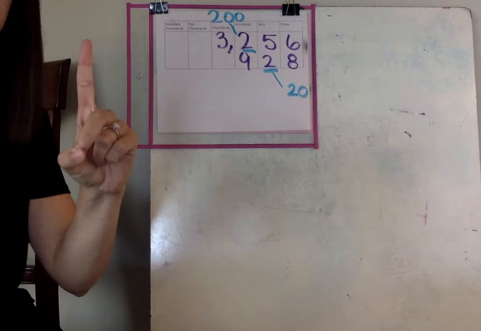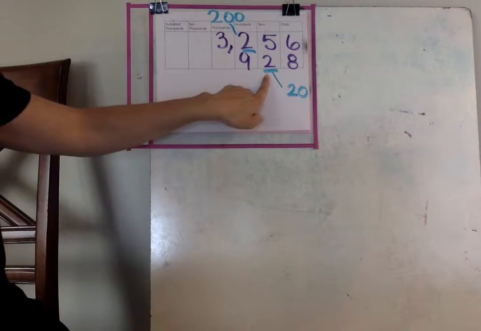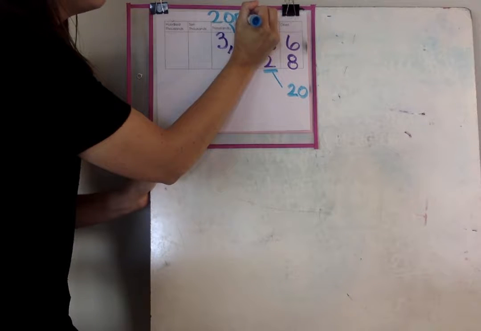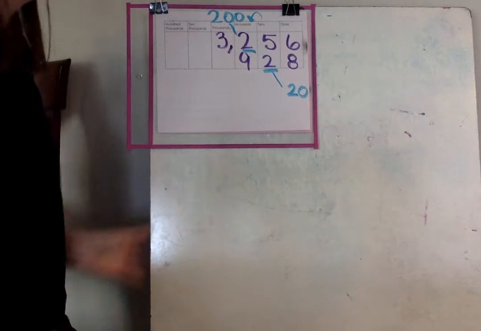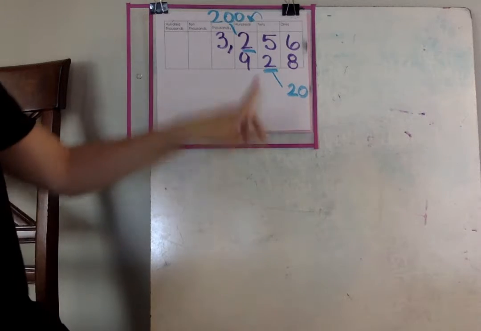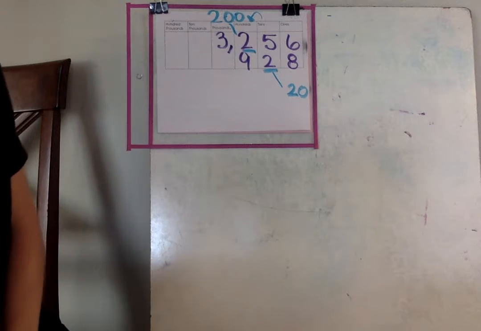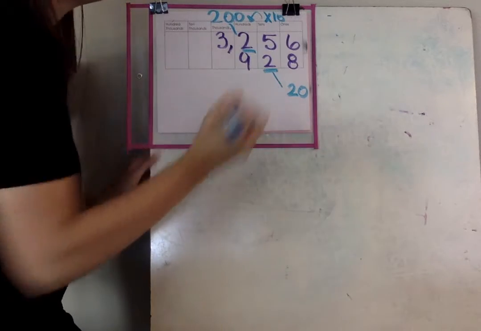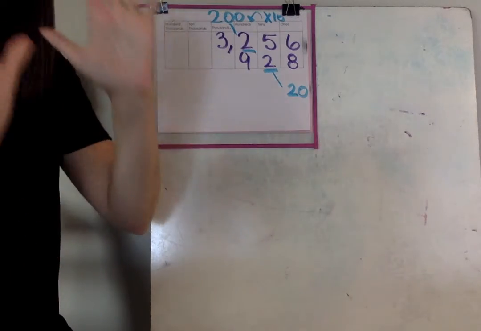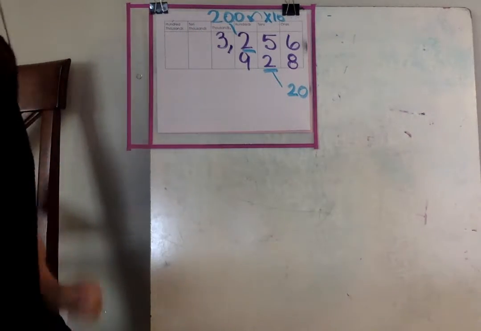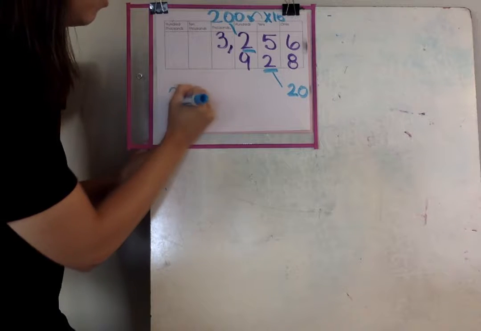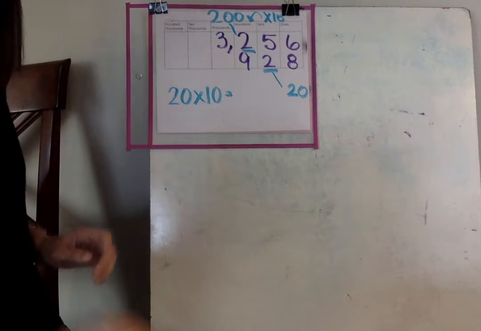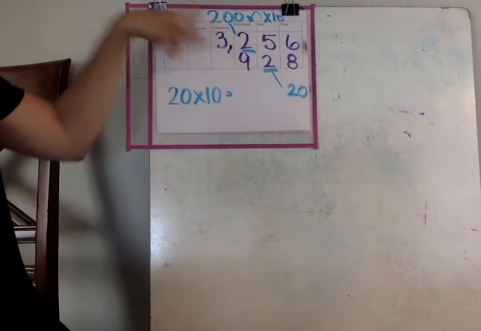Now we are moving one place value over. We are going from the tens place to the hundreds place. Do you remember when we go one place value over, how many times greater is this 2 in the hundreds place? 10 times greater. When you move over one place value, it is 10 times greater. And I can show that with my equation by saying 20 times 10. Now, if I did my math correctly, when I multiply this together, I'm going to get 200.